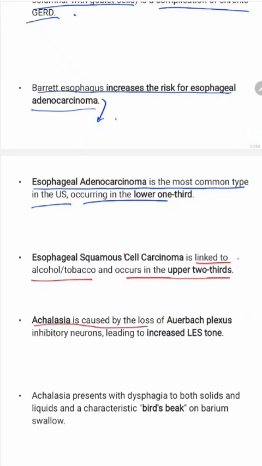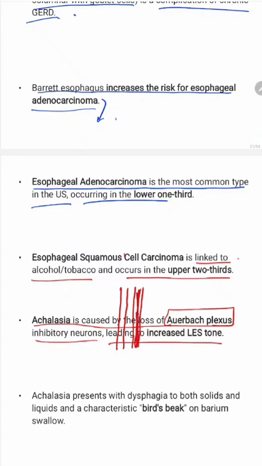Now, achalasia is caused by loss of Auerbach plexus inhibitory neurons, leading to increased LES, lower esophageal sphincter tone. So what happens? Inside the esophagus there is the Auerbach plexus. These are the plexuses, and this is the sphincter. What is its function? The Auerbach plexus relaxes the esophageal sphincter. If you lose this Auerbach plexus, what will happen?